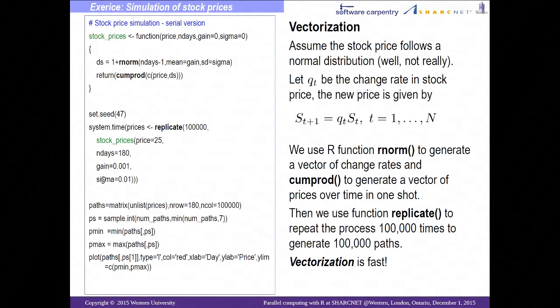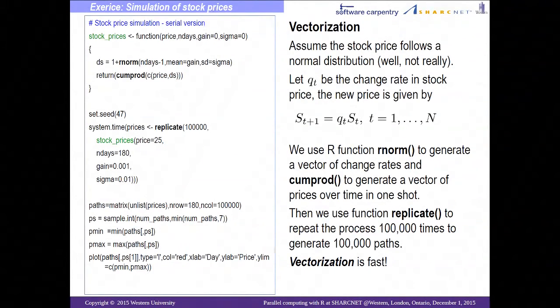Now let's look at the code, the implementation on the left-hand side. We define our function called stock prices. It takes 4 variables. First is the initial price, the second is the number of days, third is the average gain, and the fourth one is the volatility. And very simple, we just translate what's stated on the right-hand side into these 2 lines of code at the top of the left-hand side in the function stock prices.